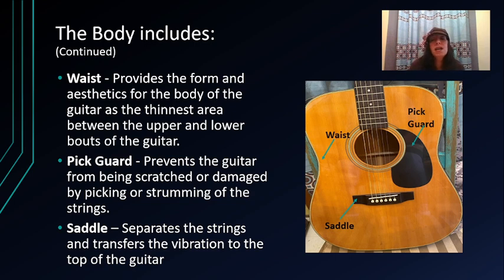And so the pick guard is there so that when you are strumming with your pick that you don't damage the wood on your guitar. The pick guard is usually made to be also aesthetically pleasing, but it's made of a specific kind of material so that it doesn't scratch as well. And then we have the saddle, and you'll see that it kind of looks like the saddle of a horse, and that's really where all of those different components are there to separate the strings and transfer the vibration to the top of the guitar.